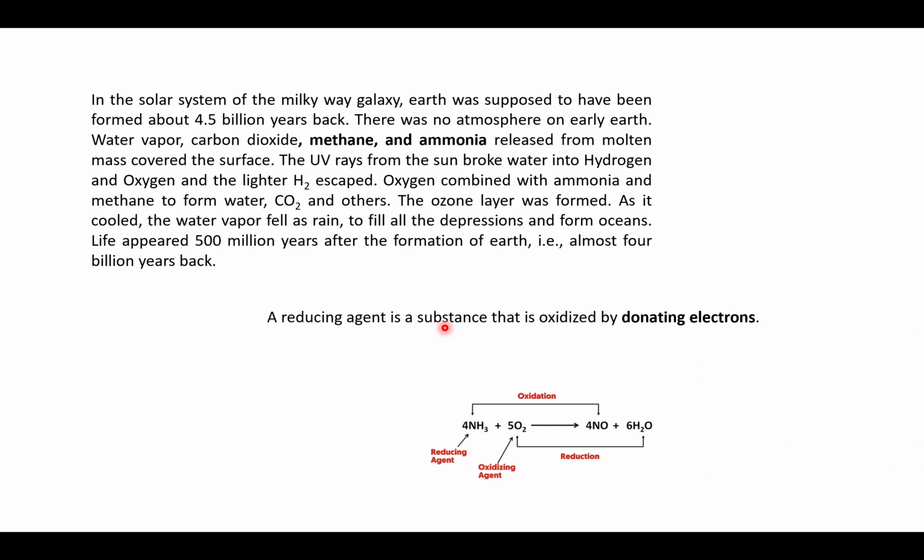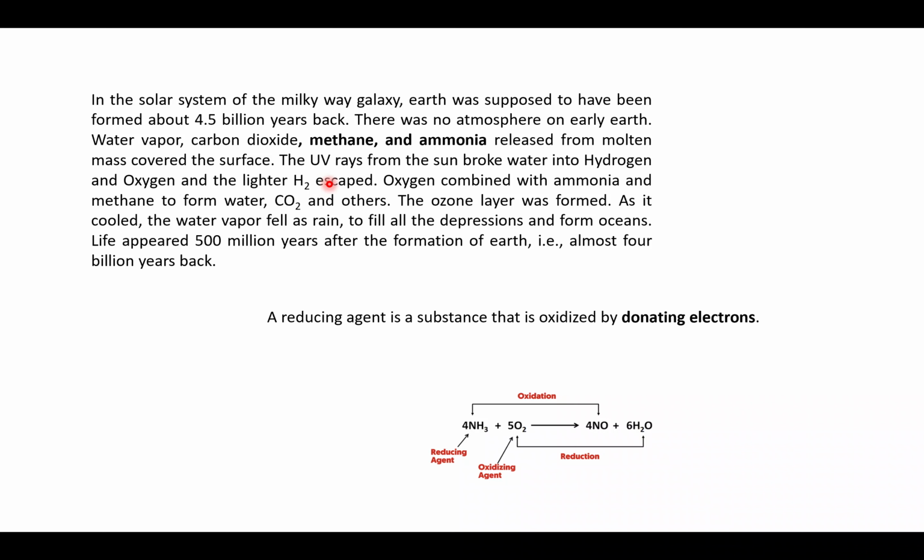A reducing agent is a substance that is oxidized by donating electrons or donating hydrogen. I hope you remember this from your chemistry concepts. An example is methane combining with oxygen, or NH3 here getting oxygen and giving out hydrogen to form water. The agent which gets oxidized by donating electrons or hydrogen is called a reducing agent. So methane and ammonia were in abundance, and this is how the atmosphere of primitive Earth, or the early Earth, was very reducing.